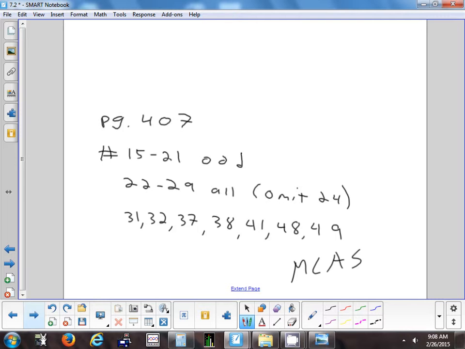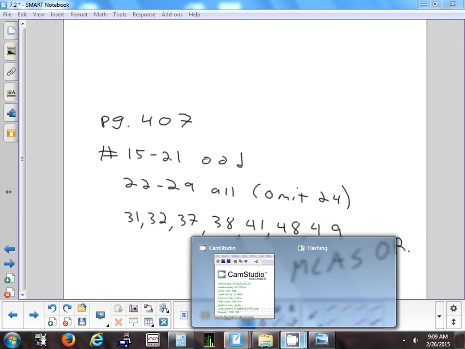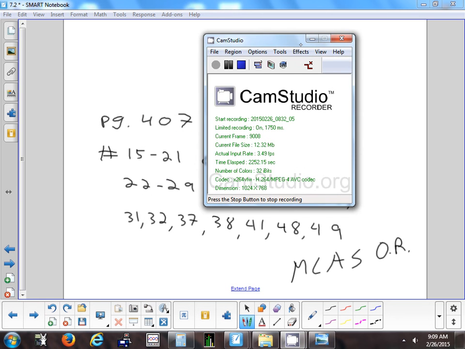All right. So the homework, it's on 407. 15 to 21, just odds. 22 to 29, I want you to do all, but you can skip number 24. You don't have to do 24. And then at the end, it kind of jumps around. So 31, 32, and 37, 38, and 41, 48, and 49. Okay, and for MCAS, do the open response. Okay, so we'll go over that tomorrow, and then we'll have our test on 6.4 to 7.2.